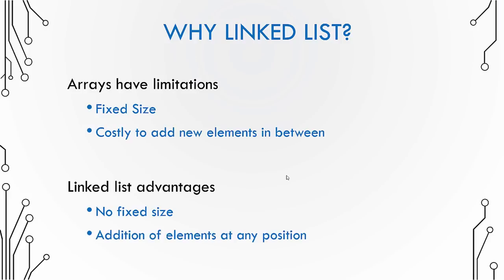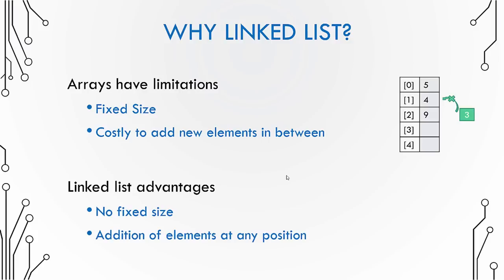Now, another limitation of array is that it is costly to add new elements in between. In case of linked list, we don't have such a problem. Now, what do you mean by it is costly to add new elements in between? Well, for example, if you have this array where you have 3 elements, and if you have to insert a number 3 in between these elements, so if you have to insert 3 in place of 4, you need to shift down 4 and 9. So it is kind of costly to add new elements in specific positions if there is already some element there.